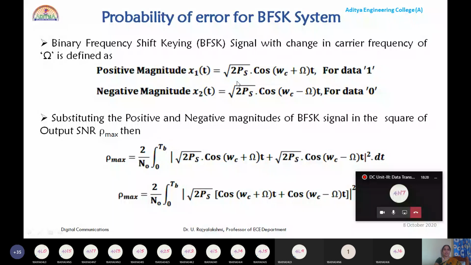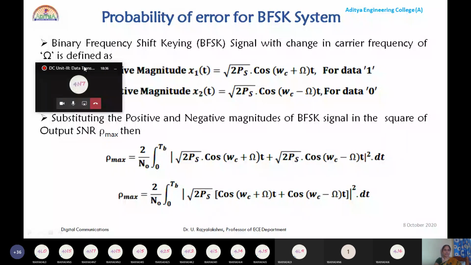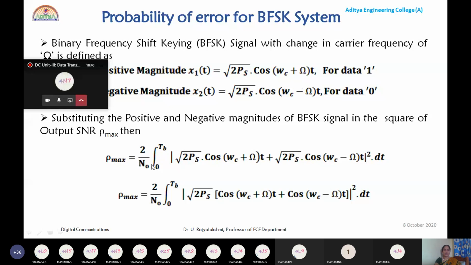Okay, now please substitute the values of x1 of t and x2 of t in the square of output SNR. Already we defined the square of output SNR, rho max. How we defined rho max? 2 by N naught integral 0 to Tb, x1 of t minus x2 of t whole square. Now just directly substitute the value of x1 of t.